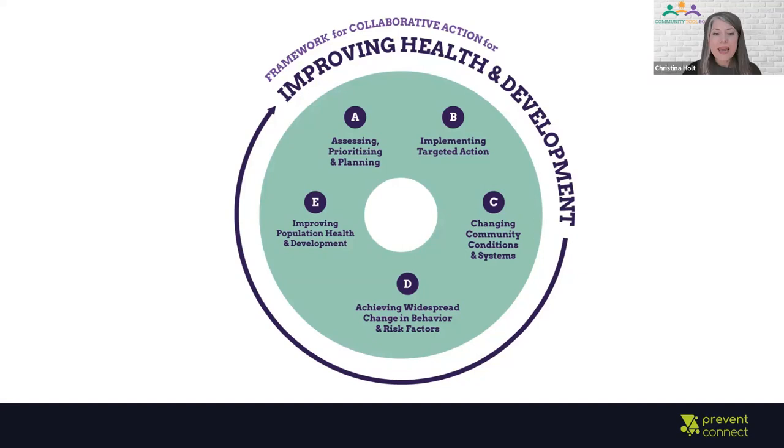And then those community and system changes, things like environmental changes, changes in policies, new programs and practices, added up over time, can ultimately lead to changing those population level outcomes that we care about. Of course, the intended effect of the community and systems changes is widespread behavior change related to sexual violence prevention at the population level. And then ultimately, we are able to look at over time how those things are adding up to changes at the population level.